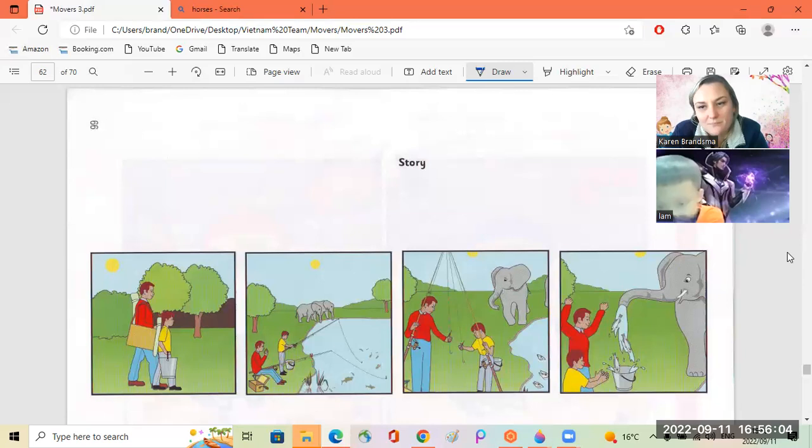The elephant catches the fish and drops it into the bucket. They are very happy. Yes. Okay.